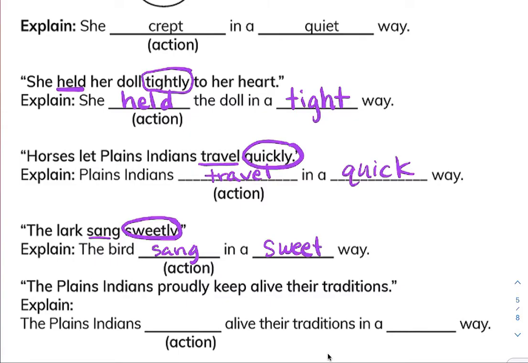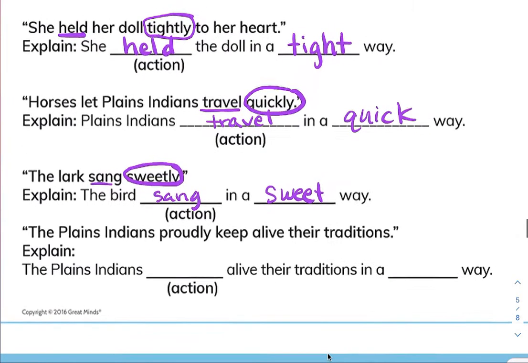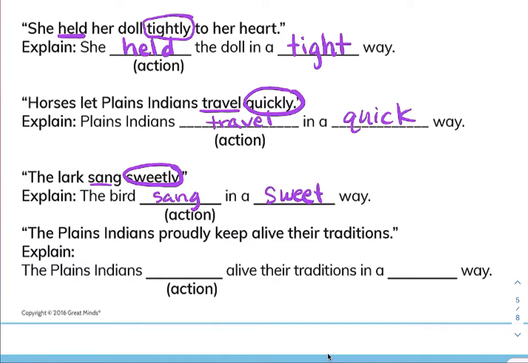Again, we're circling the adverbs. Those are just words that describe the verb. So you have adjectives that describe nouns, people, places, or things. And now we have adverbs that describe a verb. And our last sentence, the Plains Indians proudly keep alive their traditions.